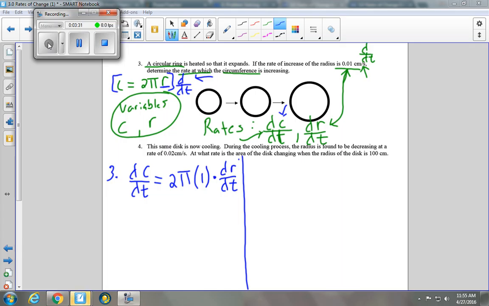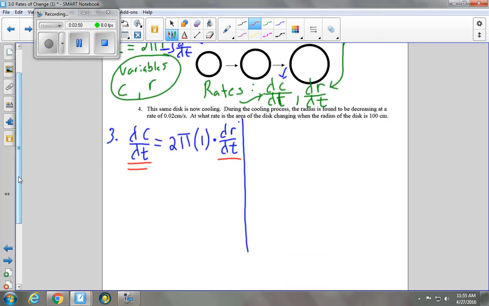That's going to be the general setup of all these questions. We're going to have 2 rates, that one and that one. One of them is going to be given to you in the question, and we need to solve for the other one. Cool, we almost have everything we need to figure it out.